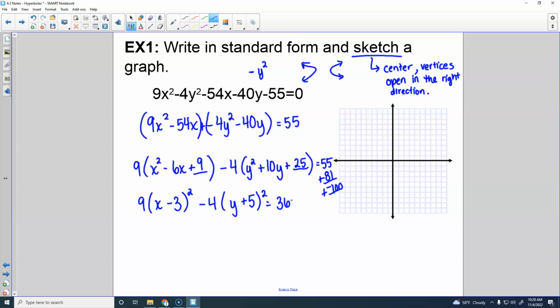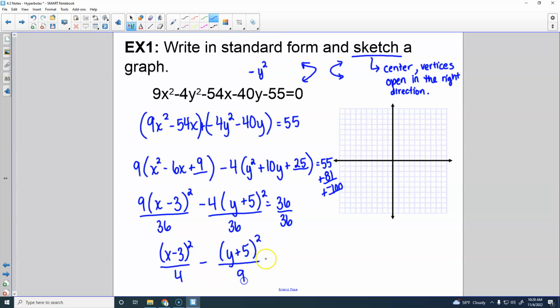All right, last step. Divide by 36, because just like the ellipses, it's got to equal 1. If we reduce here, we'll get x minus 3 squared over 4 minus y plus 5 squared over 9 equals 1.